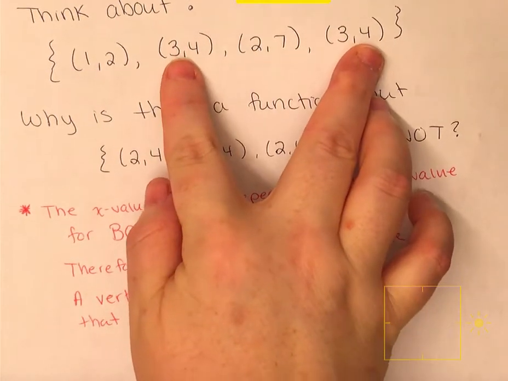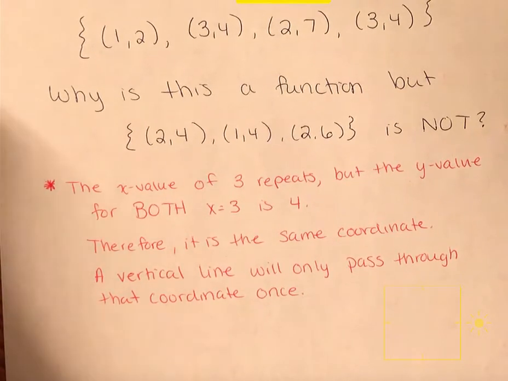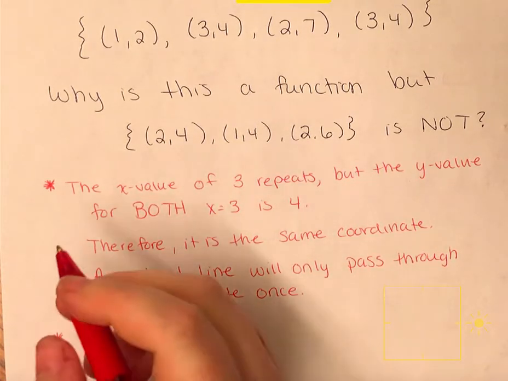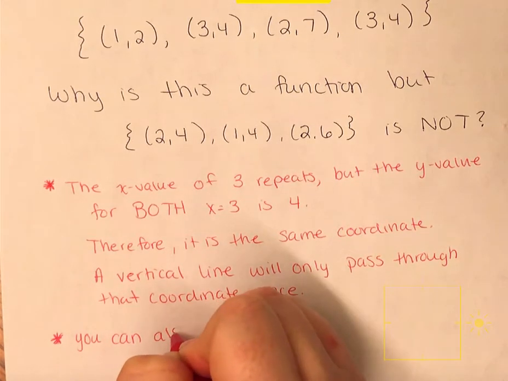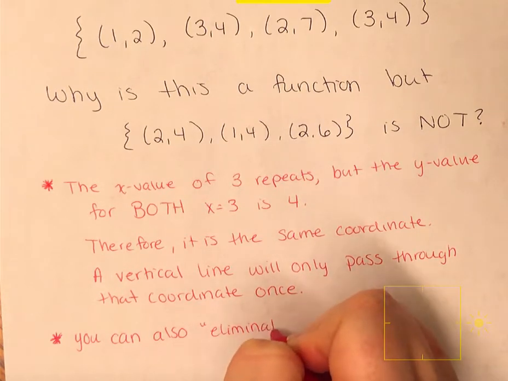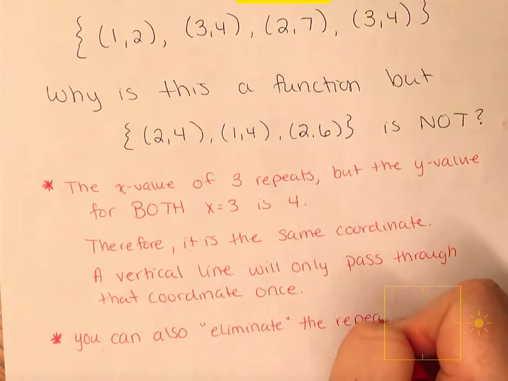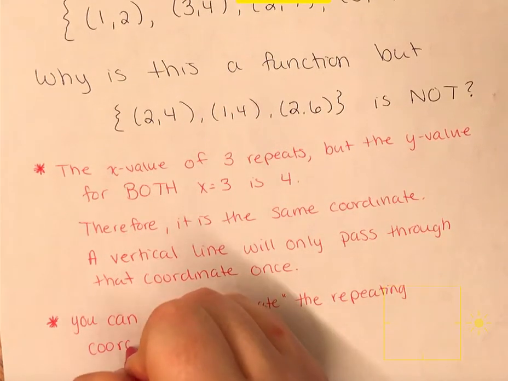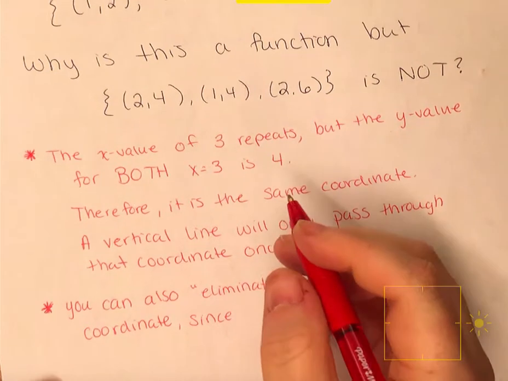Since this is the same coordinate, would I even have to graph it twice? It's the same coordinate. If you have the exact same coordinate, you only have to graph it once. So you can also, quote unquote, eliminate the repeating coordinate since it will already be graphed.